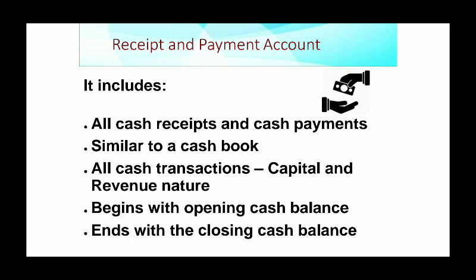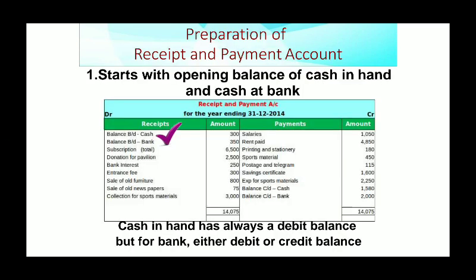But you should remember both cash book and receipt and payment account record receipts and payments of cash and bank transactions. All cash transactions, whether capital or revenue, whether belonging to current year, previous year, or next year, are recorded in receipts and payment account. It always begins with opening cash and bank balance and ends with closing cash and bank balance.